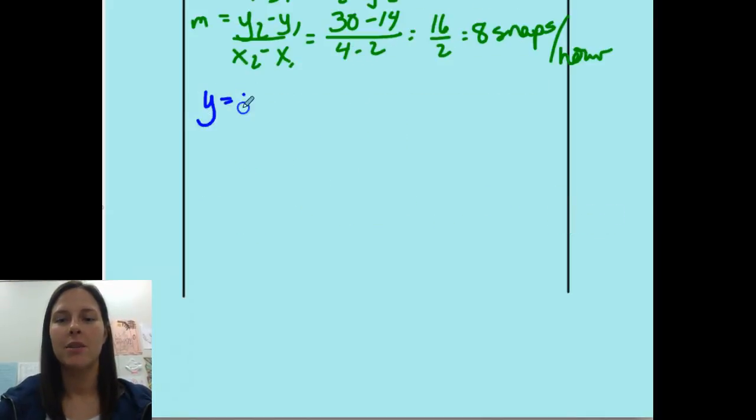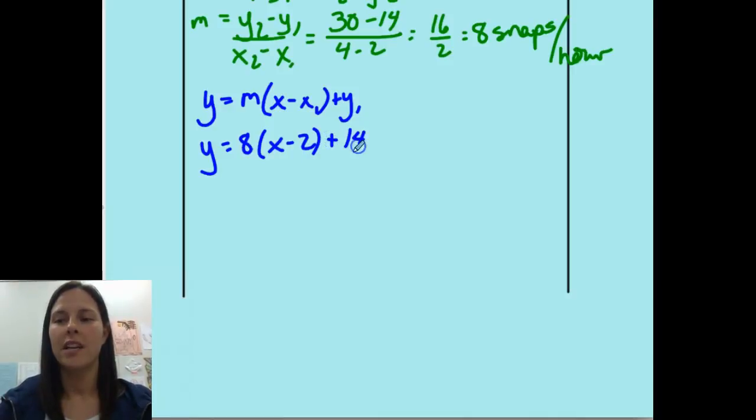Setting up our point-slope equation. Substituting those values in, we got a slope of 8. Our x1 was 2nd hour, and our y1 was 14 Snapchats. Distributing that 8 and combining our like terms, we have 8x minus 2 for our equation.